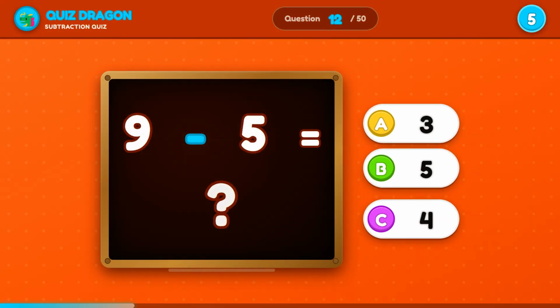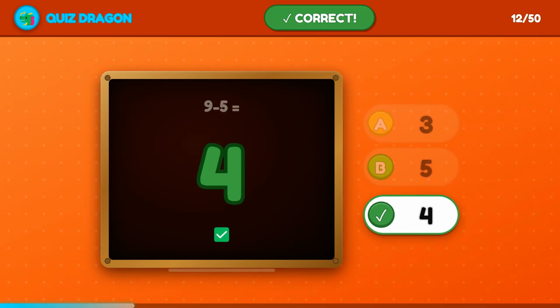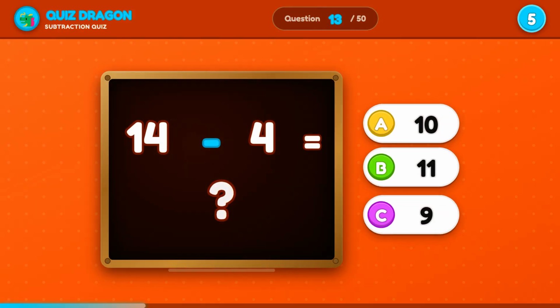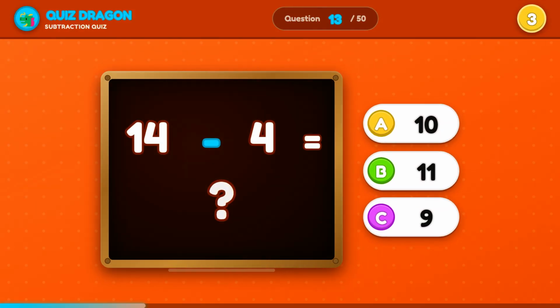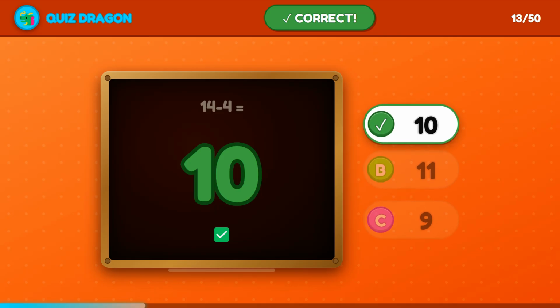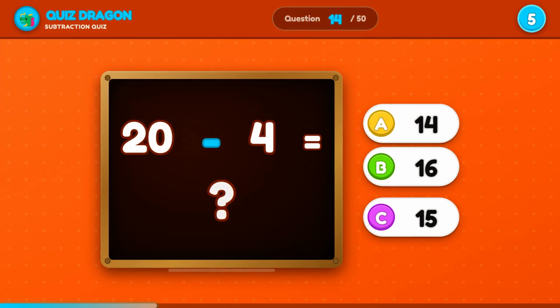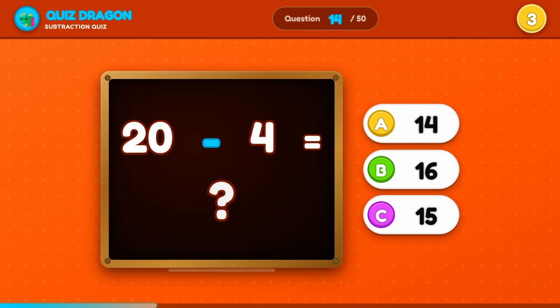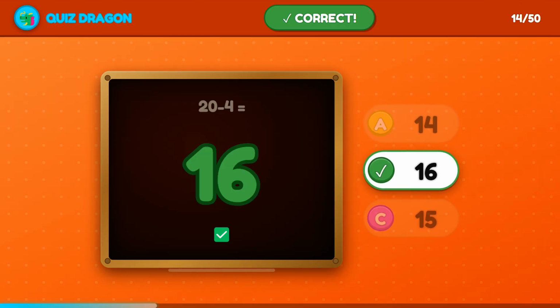Question 12. 9 minus 5. What's the answer? The correct answer is C, 4. Question 13. What is 14 minus 4? The correct answer is A, 10. Number 14. 20 minus 4 equals. The correct answer is B, 16.